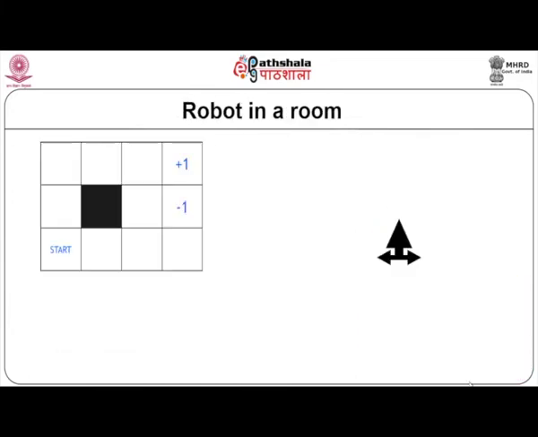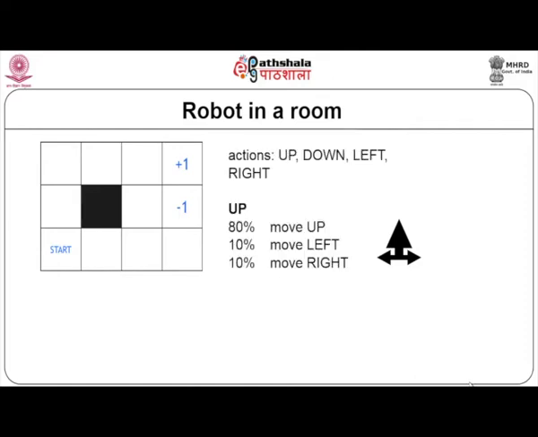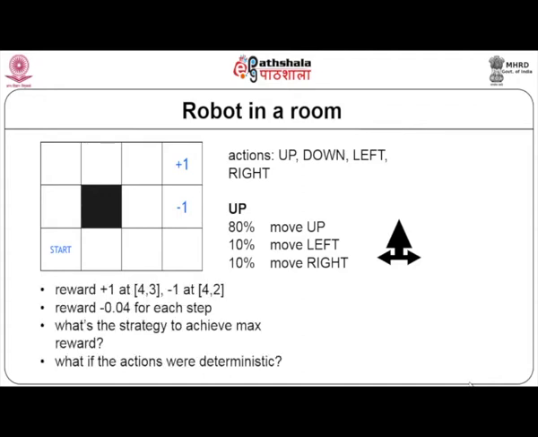Now, let us take an example of a robot in a room, and that is a start. The actions allowed are up, down, left and right. Now, slowly I am bringing in a little bit of probability. 80% we will move up, 10% we will move left, 10% we will move right. So, we never move down, in other words. Reward of +1 at 4,3 and -1 at 4,2 is given. We are assuming it is a 4 by 3 matrix.